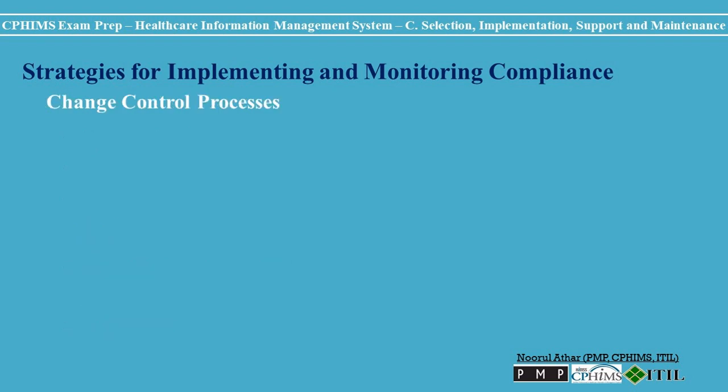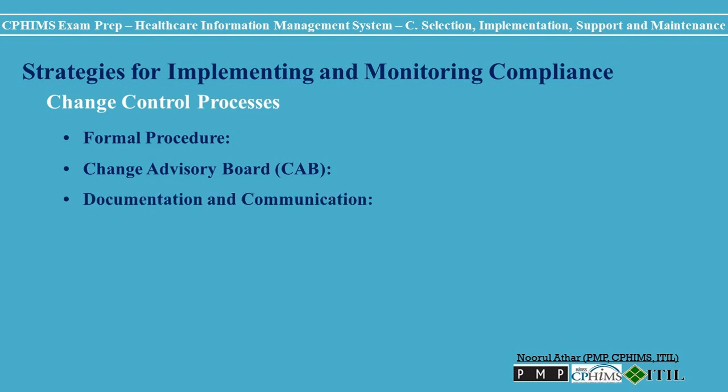Change control processes. Formal procedure. Establish a formal change control procedure that outlines how changes are proposed, reviewed, approved, and implemented. This procedure should include criteria for evaluating the impact of proposed changes. Change Advisory Board, CAB. Form a change advisory board comprising representatives from IT, clinical departments, and compliance to review and approve changes. This board ensures that changes are evaluated from multiple perspectives.